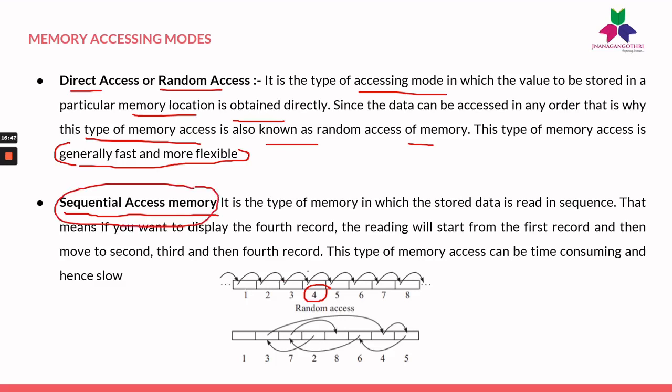This is comparatively slower than the direct access or random access addressing mode. It is slower because it takes a lot of time to travel from 1 to 4, in comparison to random access where we can directly access location 4. So this is time consuming and slow. Moving on to the next slide.